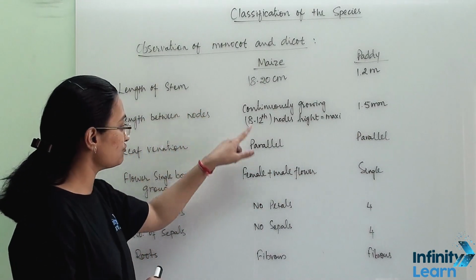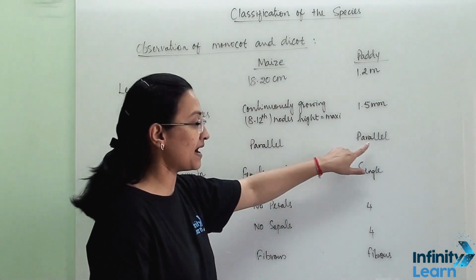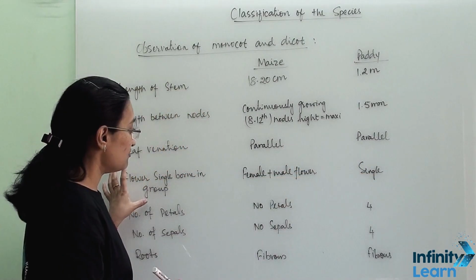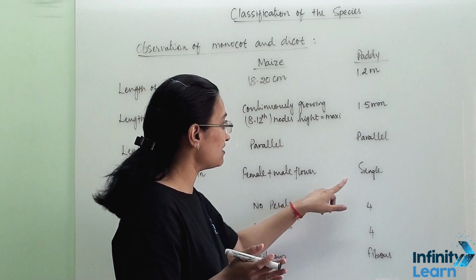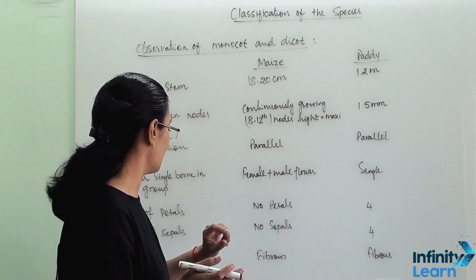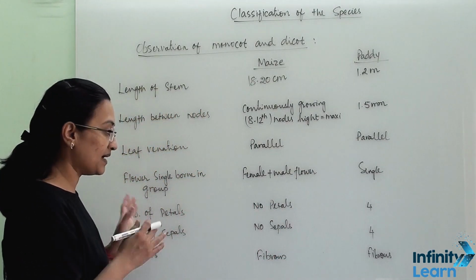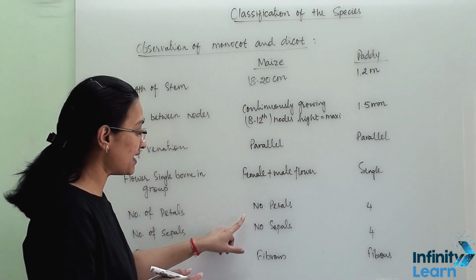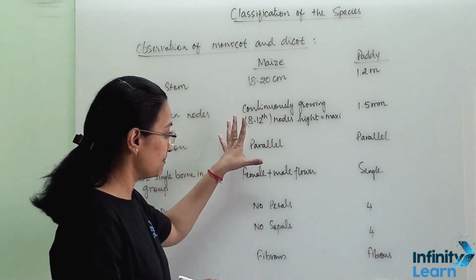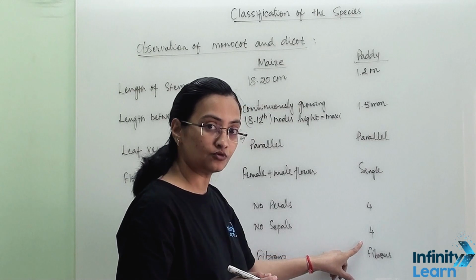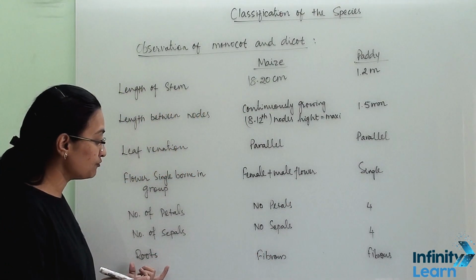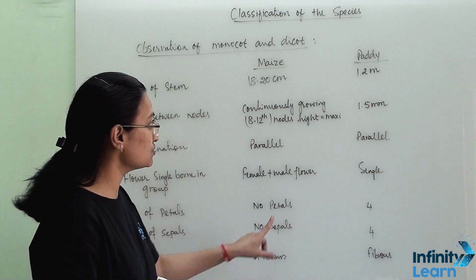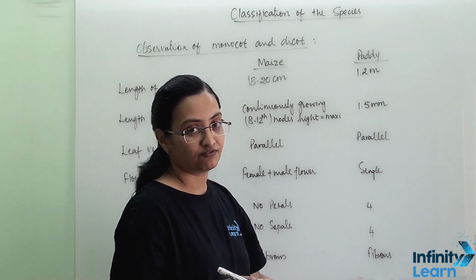Now leaf venation for maize is parallel, and for paddy also it is parallel. Then flowers: in maize, female and male flowers will be there, whereas in paddy a single flower will be there. Now number of petals and sepals: there will be no petals and no sepals in maize, whereas 4 petals and 4 sepals will be there in paddy flower. Now type of root: maize has a fibrous root and paddy also has a fibrous root.